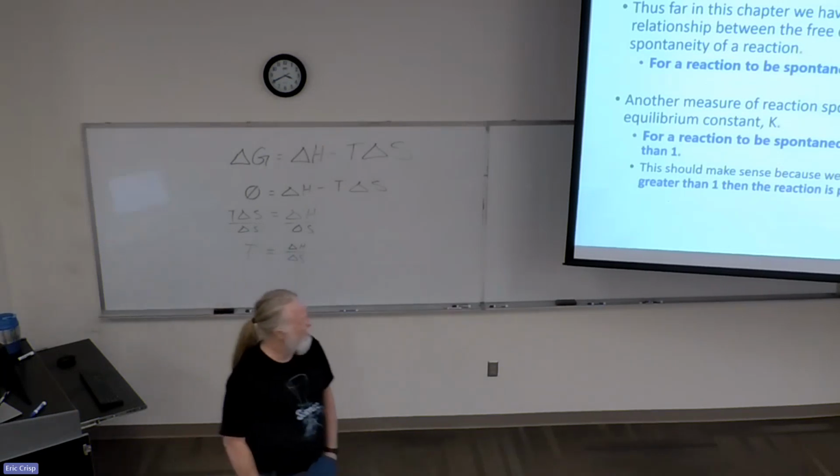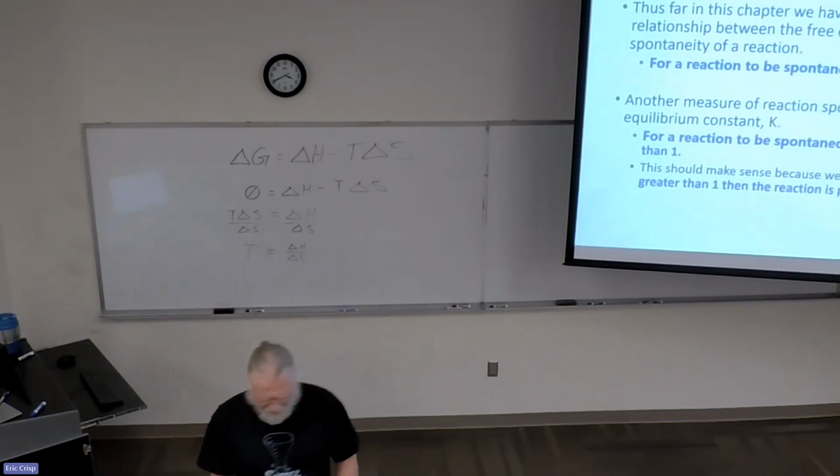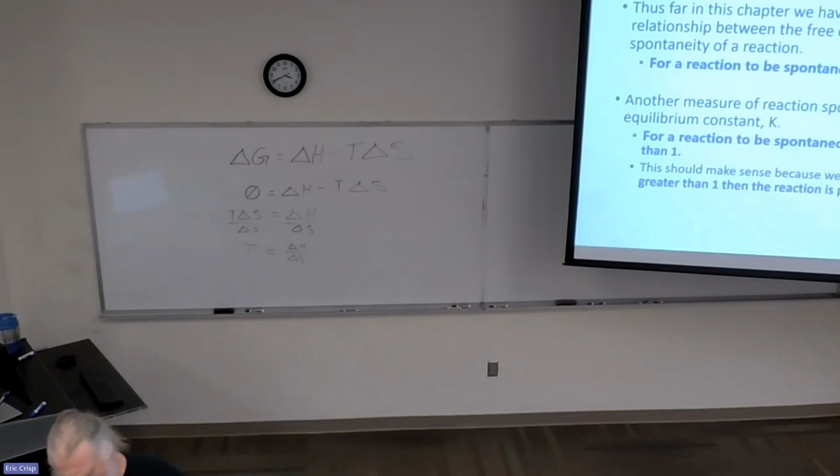Well, now wait a minute. If delta G is negative, what do we say about our reaction? And if delta G is positive, what do we say? Non-spontaneous, in fact, is backwards. It would be spontaneous in the other direction. And what if delta G is 0?